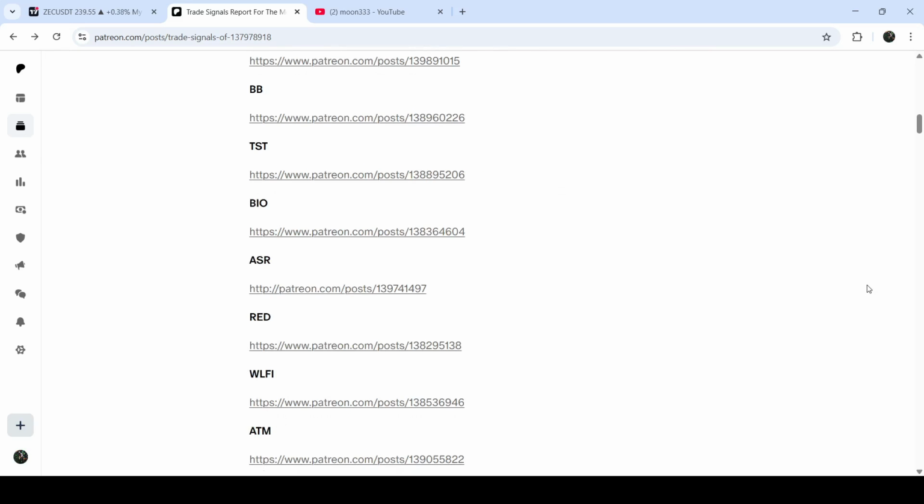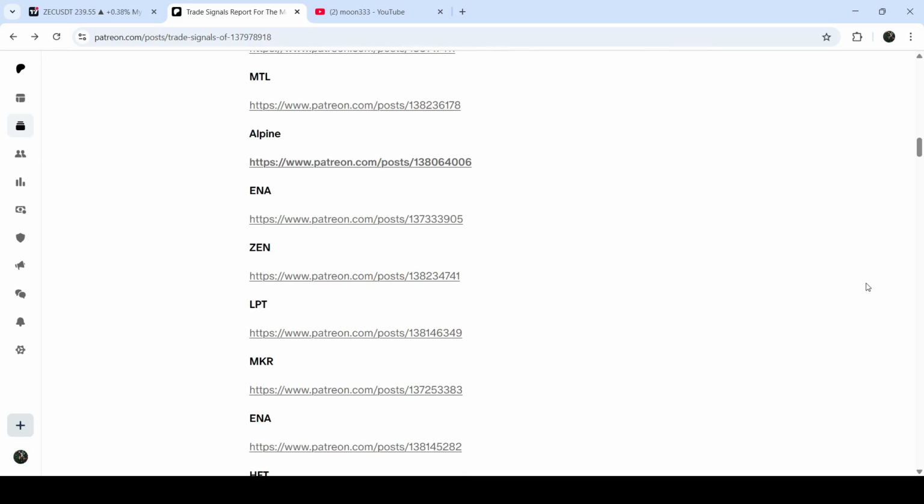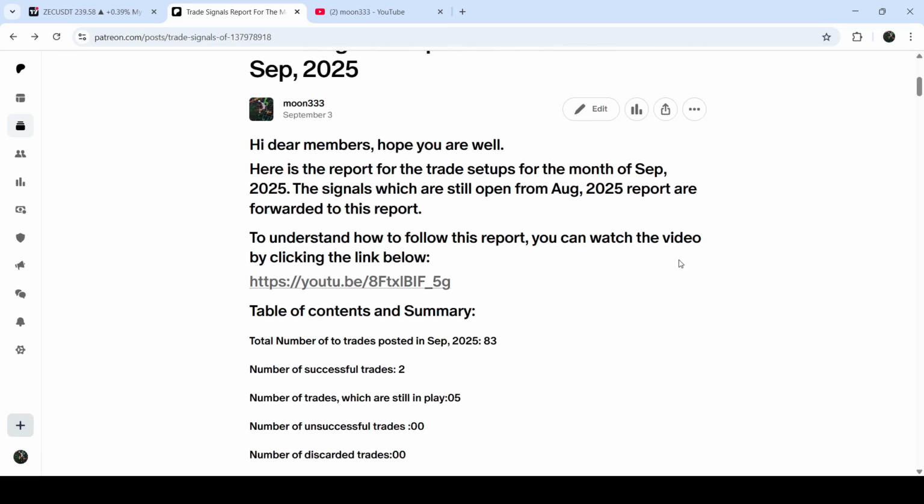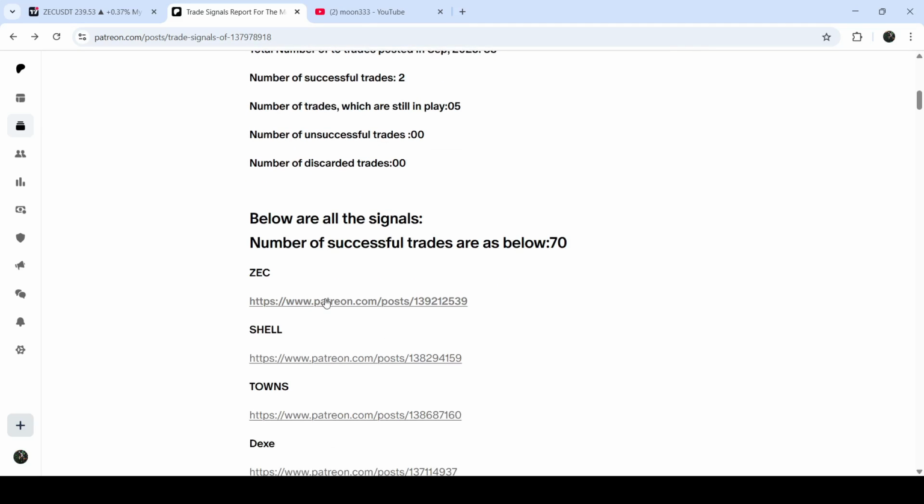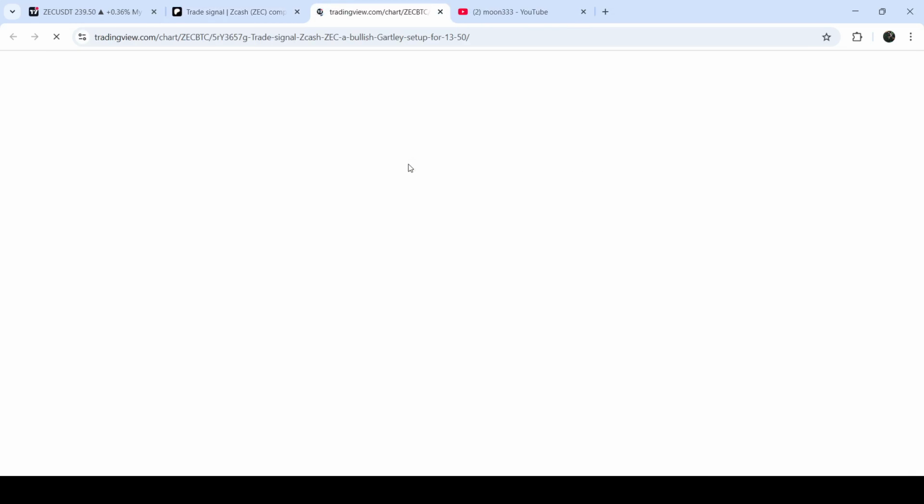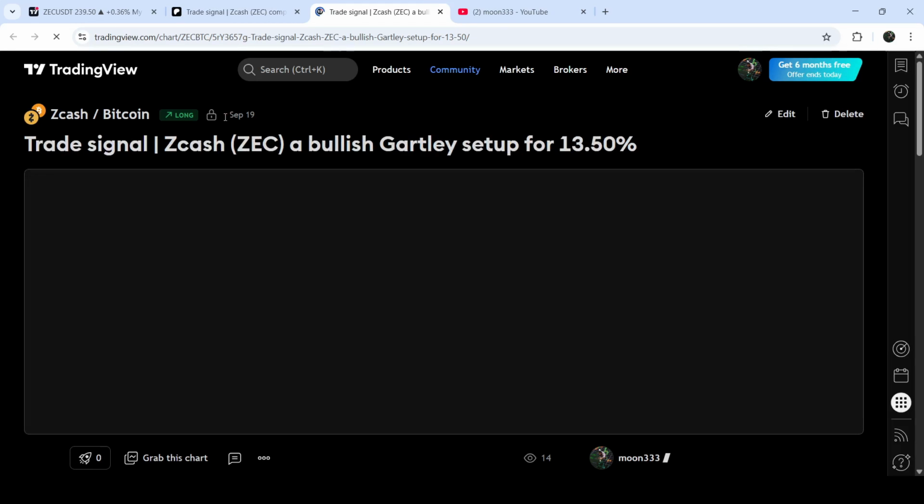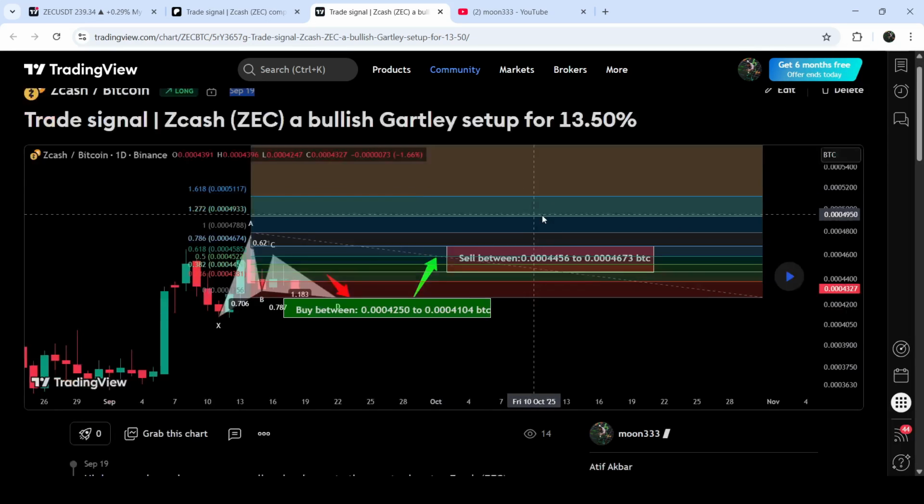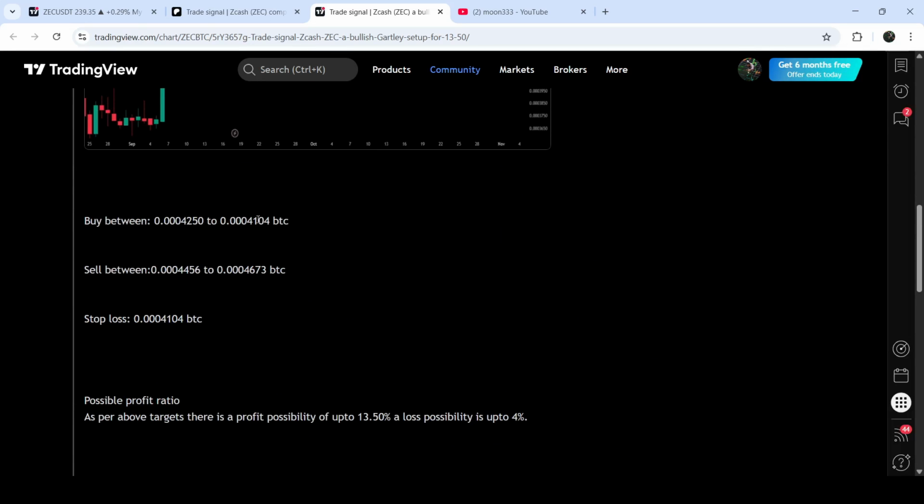And if you would like to check or verify any trading signal, like the trade setup for Horizon, let me show you the Zcash trade setup that I shared in the previous month, this one. This was the trade setup for Zcash. If you click on the link for the trade setup, it will take you to the TradingView chart. And on this chart, you can see when I shared this signal, like this trade setup I shared on 19th of September. And here you can also watch the complete trade signal as well.